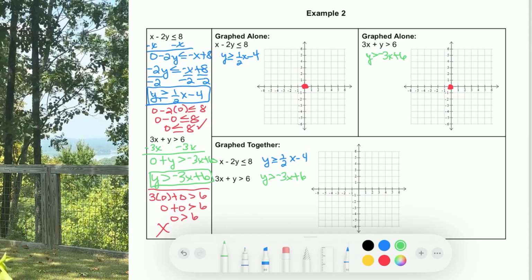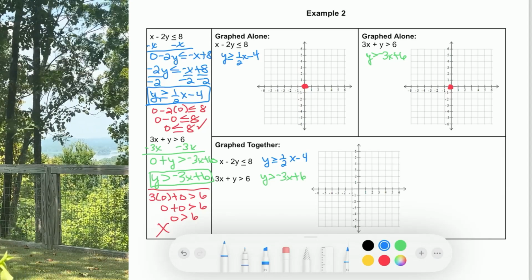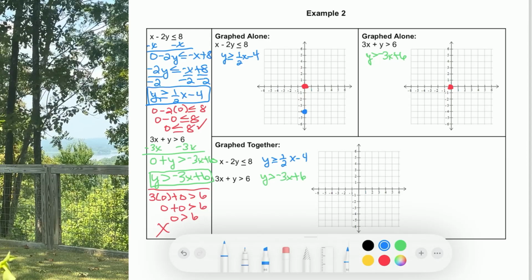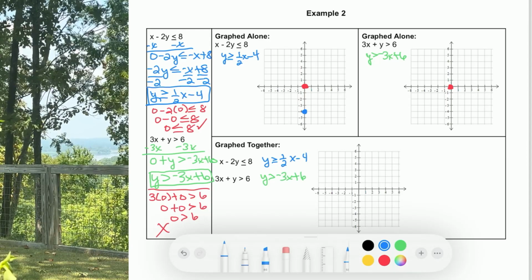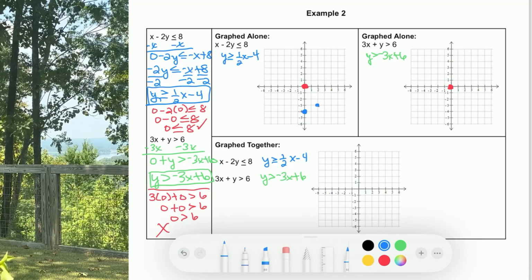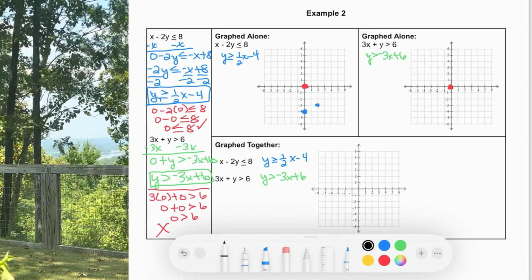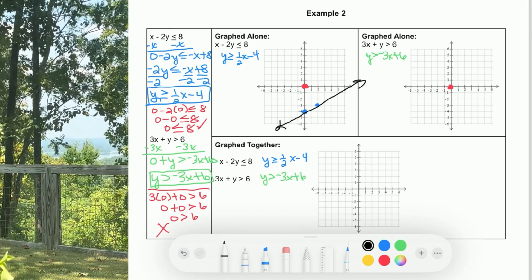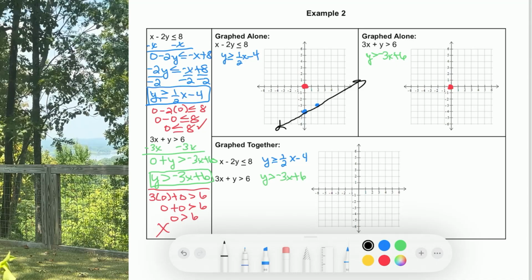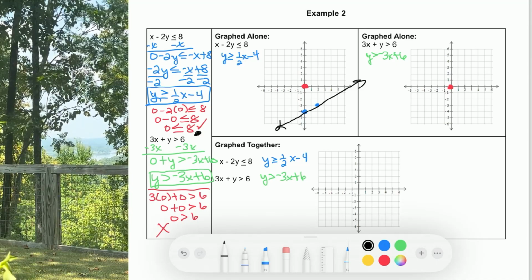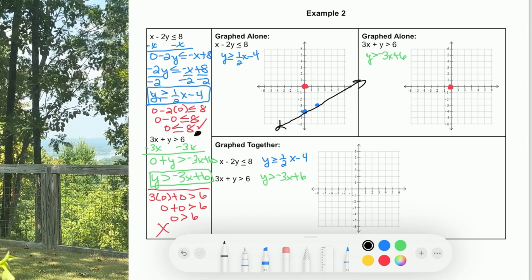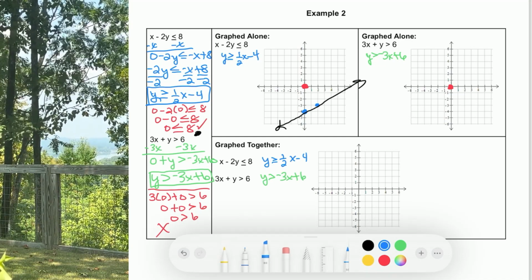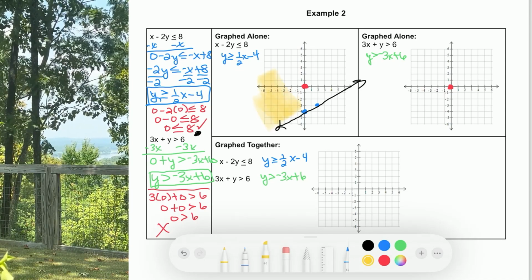So this first one, I have my negative 4 is my b, so I'm going to go down to negative 4 on my y-axis, use my slope to find my second point. My slope is 1/2, so I'm going to go up 1 and run 2 to right here. My inequality has the or equal to, so that means I have a solid line through those two coordinates. When I checked the origin here, it told me that it was a true solution. So that tells me my shading is going to be on that side. So let me get my highlighter here. So I'm going to highlight this side.